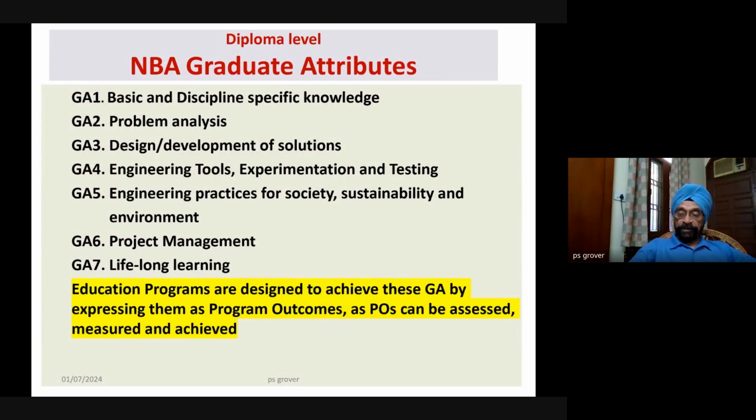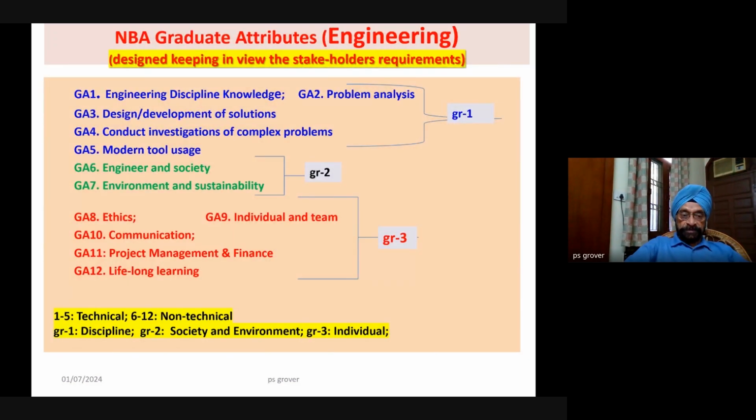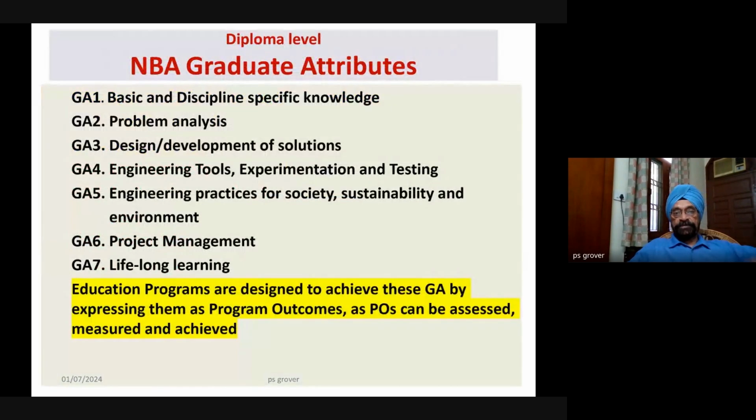Similarly, for example, NBA specified 12 graduate attributes for BTech. In fact, now they have modified it to 11. And for the NBA graduate diploma, the diploma being 3 years, they have specified only 7 graduate attributes. So education programs are designed to achieve graduate attributes by expressing them as program outcomes, as POs can be assessed, measured, and achieved. Now the issue is the curriculum should be such that whatever it helps us to implement can be measured, because that is the basic rule of the outcome-based education system.